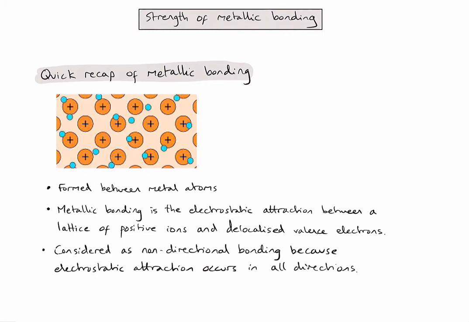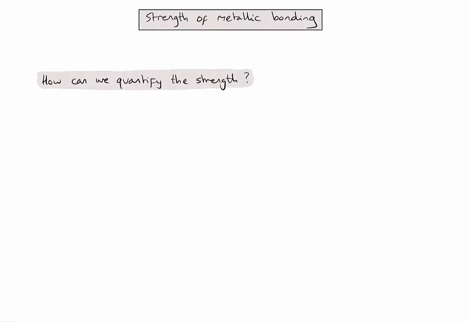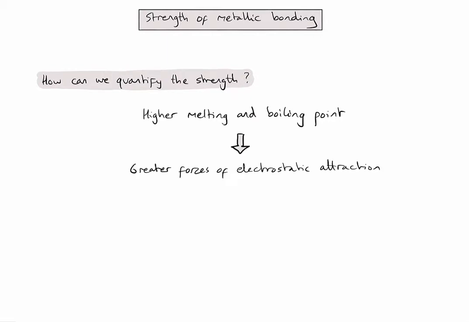Let's now consider how we might compare the strength of metallic bonding in different metals. The most useful data to compare the strength of metallic bonding in different substances is to look at the melting and boiling points. If we find that one substance has a higher melting or boiling point than another, this indicates that there must be greater forces of electrostatic attraction between the ions and delocalized electrons in that structure. Of course, if there are greater electrostatic forces of attraction, we consider that as stronger metallic bonding.